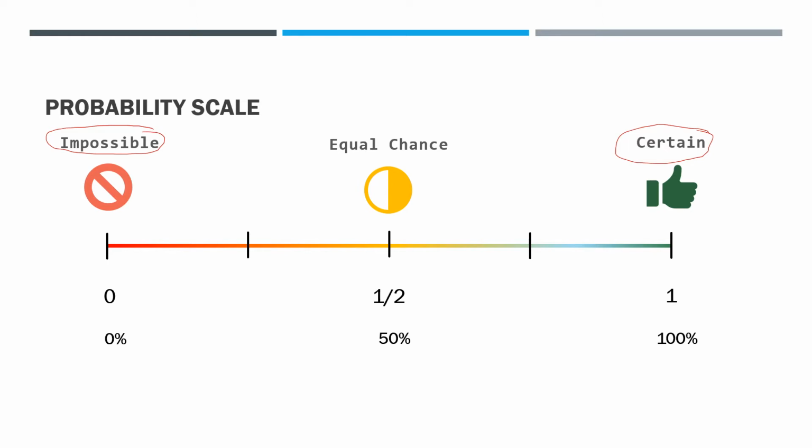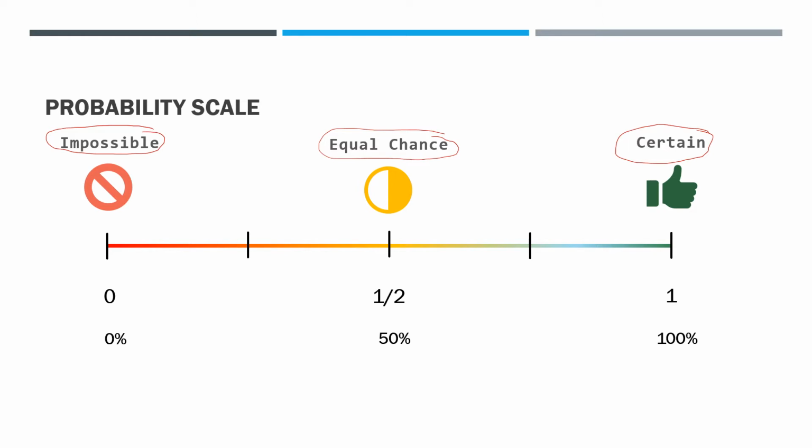What would be a good example of this? Flipping a coin. If you flip it, if you toss it, you'll either get heads or tails. What is the probability of getting heads? That's 50%, 1 by 2. What is the probability of getting tails? That's 50% as well, 1 by 2. So this is an example of an equal chance event. An equal chance event is an event which has a probability of 50% or 1 by 2.